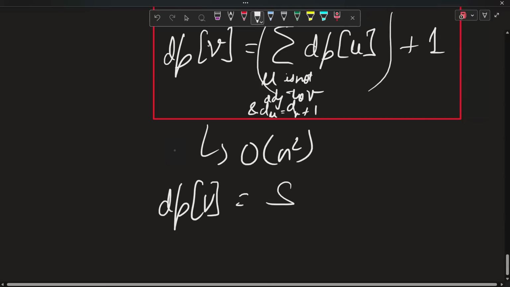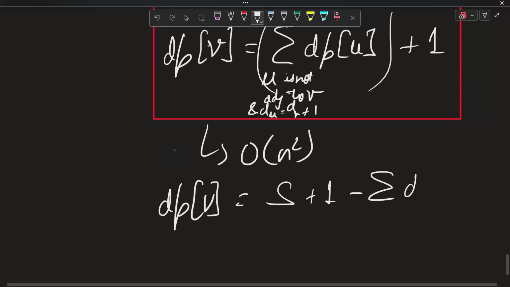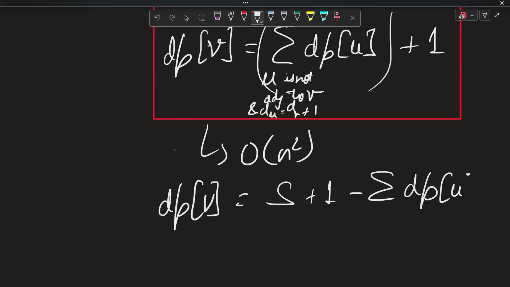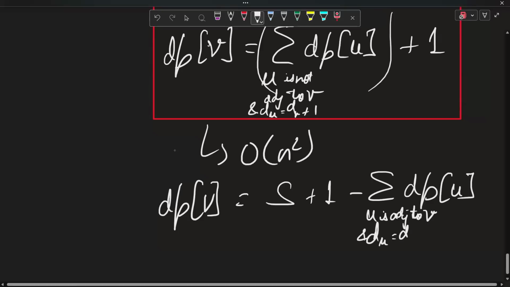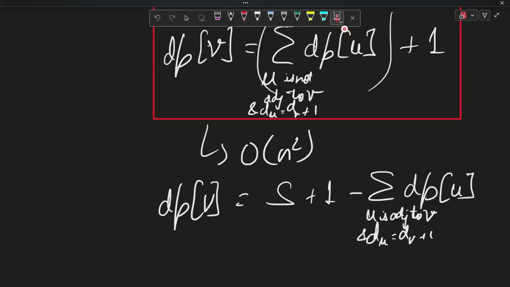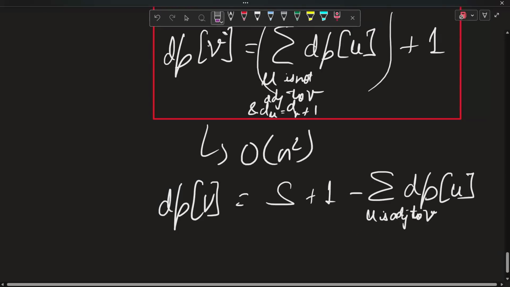Okay, so I'm writing it as S, the sum of the previous level, plus 1 minus the DP of all the U such that U is adjacent to V. So U is an edge from V, and depth of U is depth of V plus 1. If U is an edge from V, then obviously depth of U would be depth of V plus 1 only. If you write this condition or not, it doesn't affect your answer.